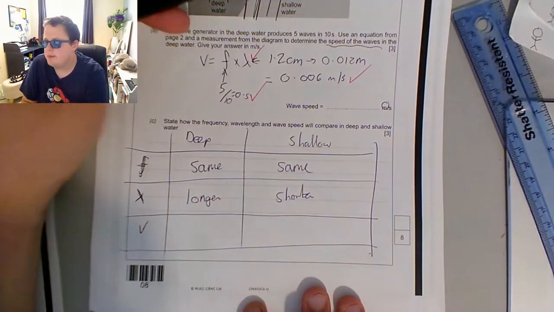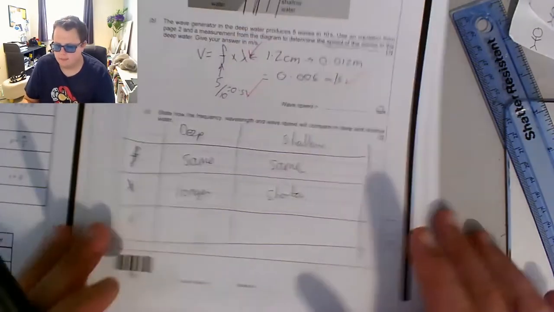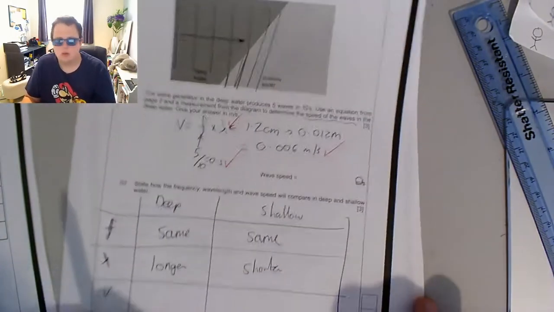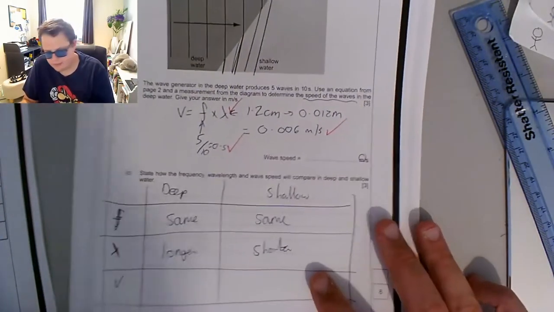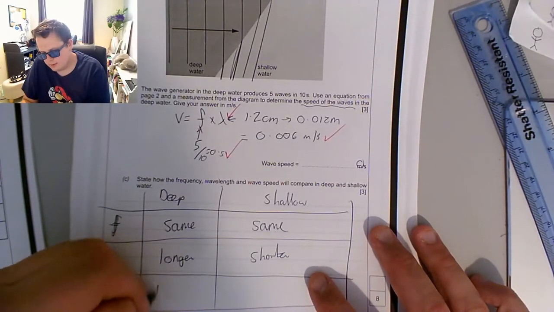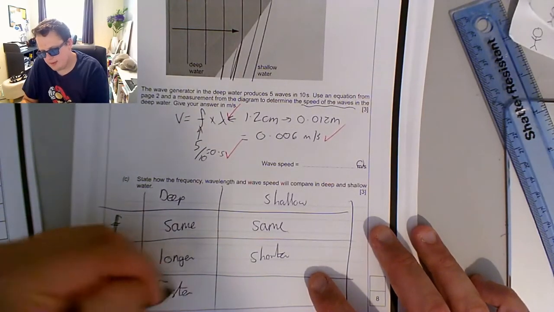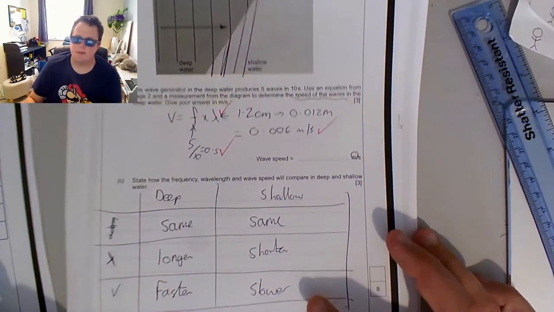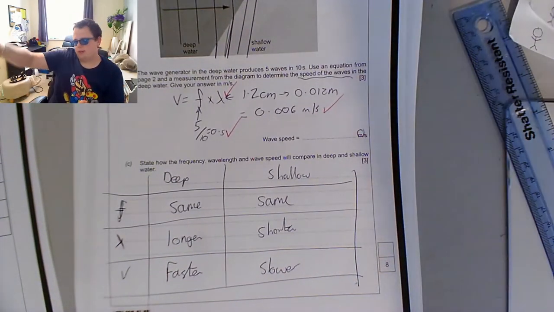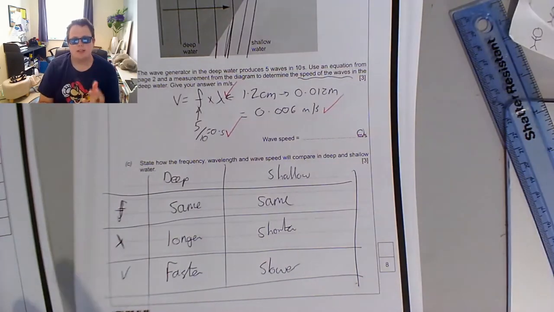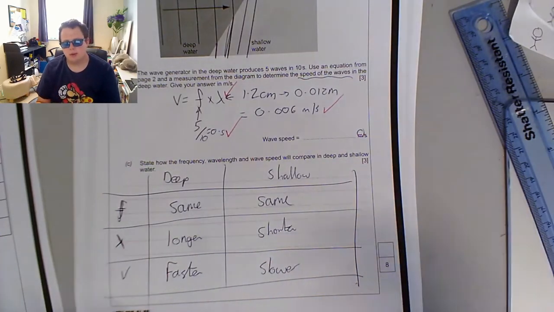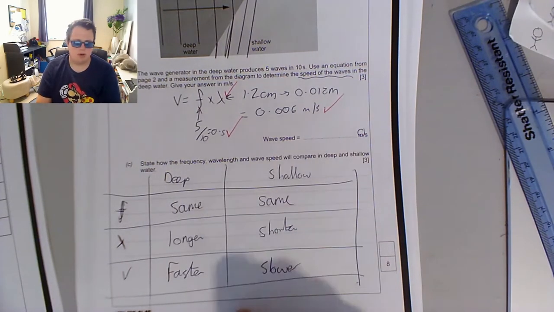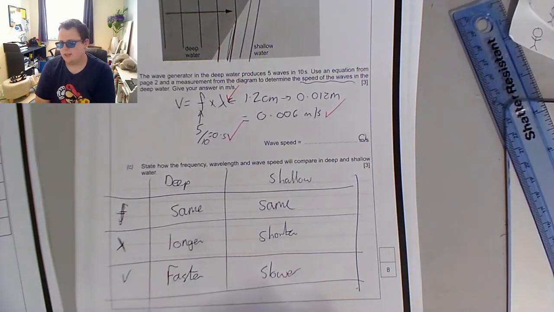When our waves go from deep to shallow water, they shorten up because of this bending. Faster in deep and slower in shallow water. Remember doing the practical, picking up the boxes, dropping them, getting the water wave. As there was more and more water, the waves travelled faster and faster. 3 marks, basically 1 for getting each of those lines right on that table.